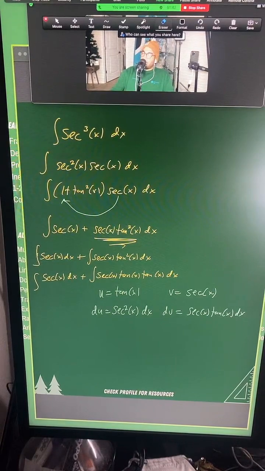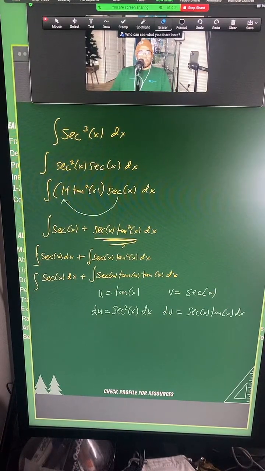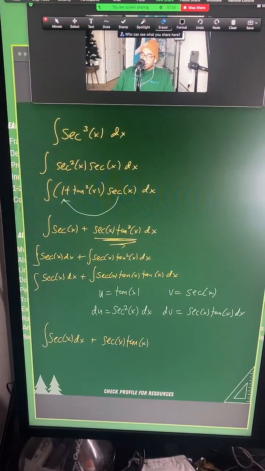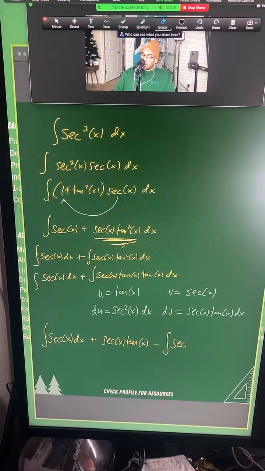Yeah, Cam Foster, maybe I'm just reading too much. I should stop reading the chat like this. All right, so let's go ahead and rewrite this. The first one is secant x dx, and then now I have plus uv, so secant x tan x minus the integral of v du. And this is what I keep saying, that we're back in secant cubed x.